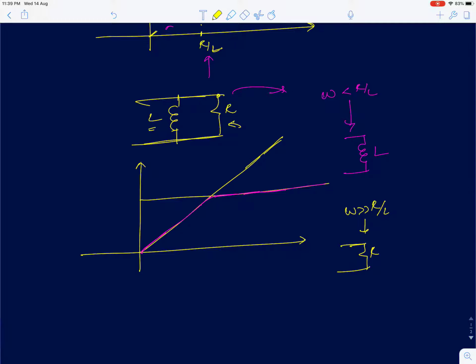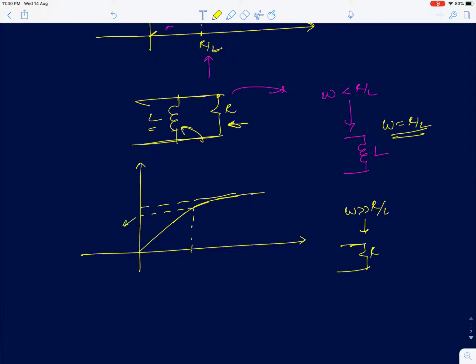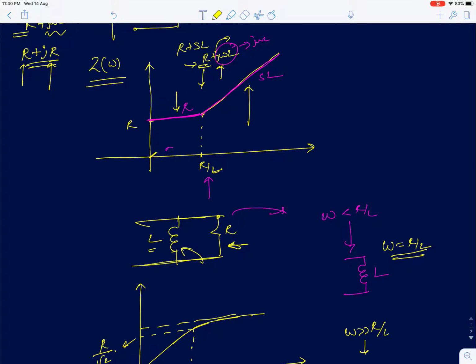Again, you can show that at omega equal to R by L, the impedance of the inductance and the resistance will be the same. The overall impedance is going to be R by root 2. So the characteristic would look something like this. So I'll draw the overall characteristic. Initially it will behave like an inductor, and at higher frequencies it's going to behave like a resistor, and at omega equal to R by L, the magnitude is going to be R by root 2. And similarly, I didn't show it here explicitly for a series resistance, but at omega equal to R by L, the value of the impedance is going to be R into root 2.